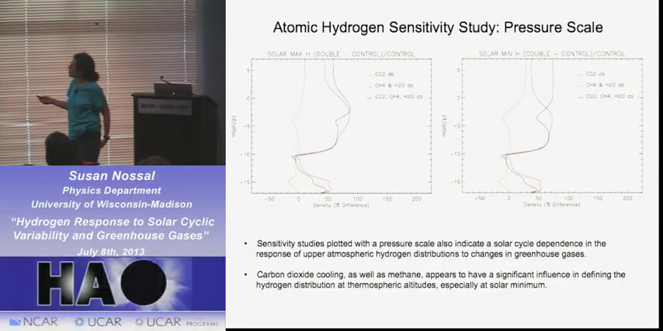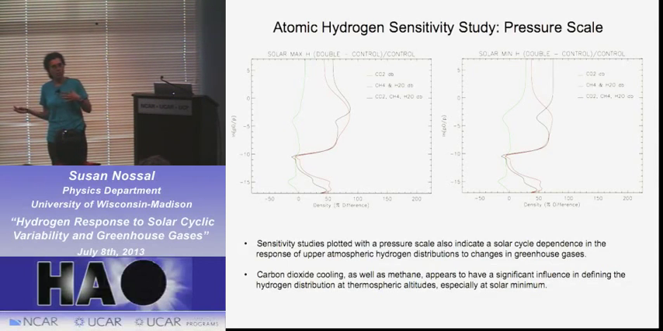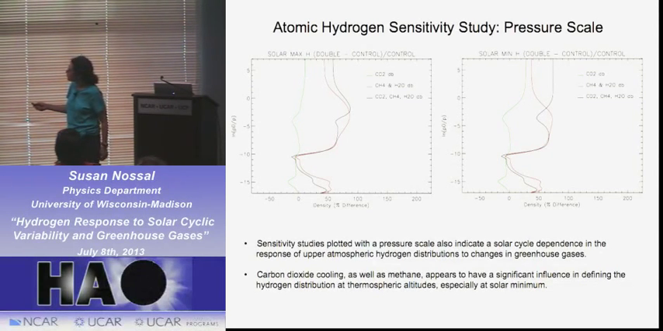In a moment, I'll show the total hydrogen. This is the three different scenarios again, but plotted on pressure scales. And again, we're trying to see whether the change that we're seeing was just due to the whole atmosphere chemistry changing with altitude versus at solar minimum versus maximum. So this is on pressure scales. What we can see here is, again, a solar cycle difference where the carbon dioxide, which is green here, carbon dioxide doubling appears to have a greater influence on the hydrogen at solar minimum than at solar maximum. And at solar maximum, it seems that methane is the predominant influence on the response to greenhouse gases when you double both methane and carbon dioxide.